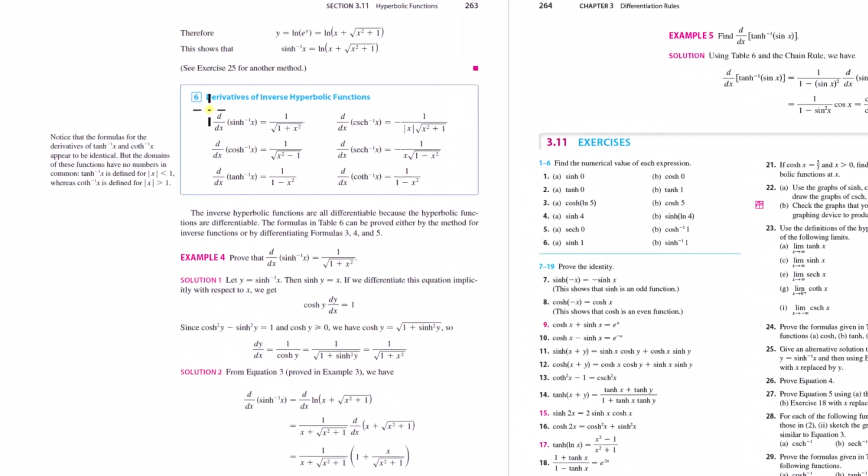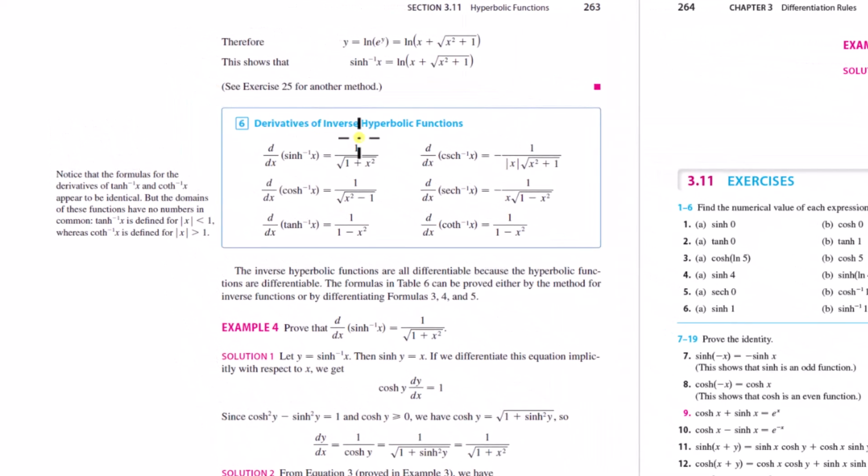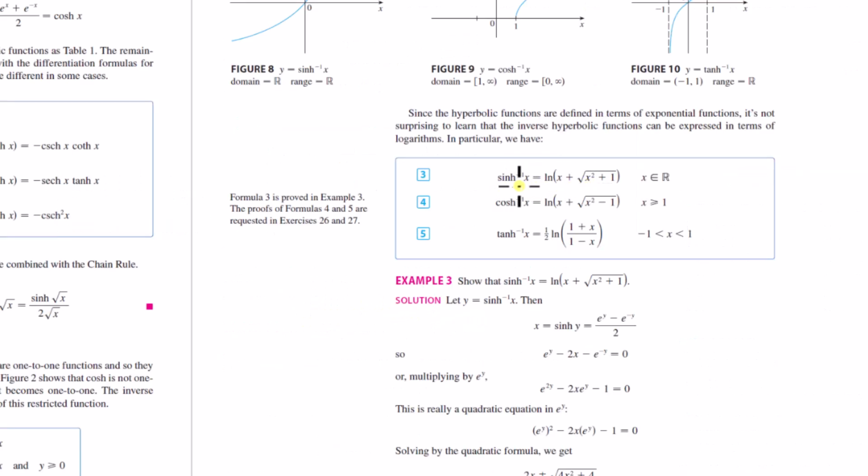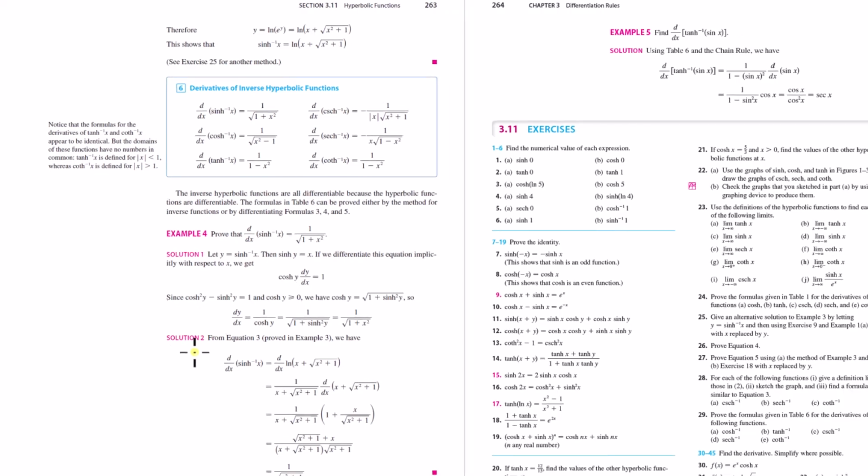Okay, now here they give a table of the derivatives of inverse hyperbolic functions. The inverse hyperbolic functions are all differentiable because the hyperbolic functions are differentiable. The formulas in table 6 can be proved either by the method for inverse functions or by differentiating formulas 3, 4, and 5. You can just differentiate. That's what they're doing here. They're taking these derivatives. Okay, so that's hyperbolic functions.